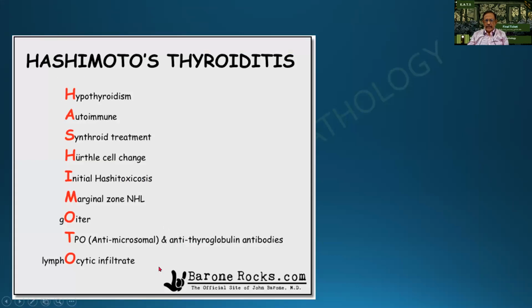A very good mnemonic, and this is the source of it, due credits to them. Hashimoto's thyroiditis: H for hypothyroidism, A for autoimmune, S for synthyroid, the entire thyroid treatment, Hürthle cell change, initial thyrotoxicosis followed by hypothyroidism, marginal zone lymphoma, which can be seen, goiter, the O is here, and TPO, antimicrosomal or antithyroglobulin antibodies, and lymphocytic infiltrate. So this is the mnemonic, please remember this.